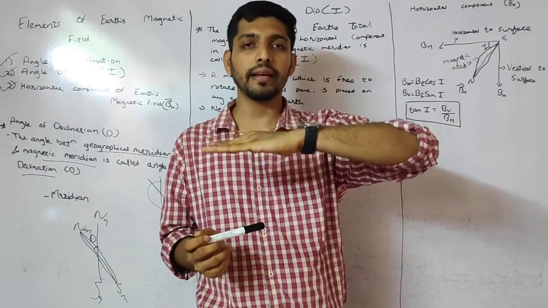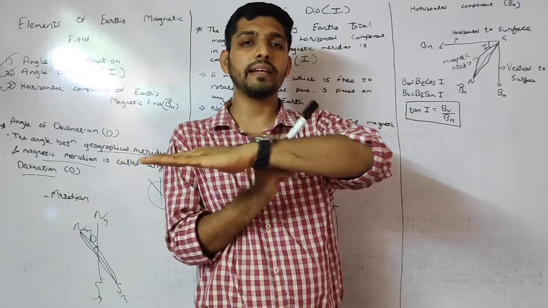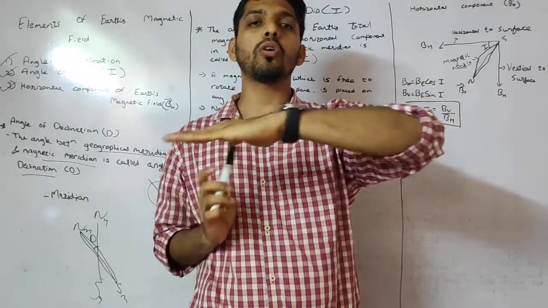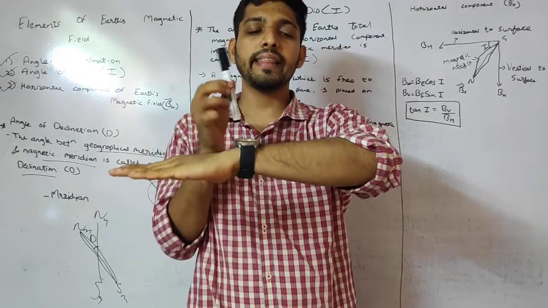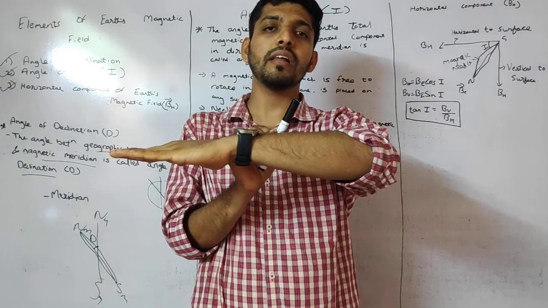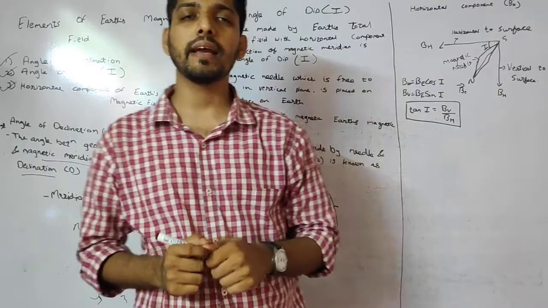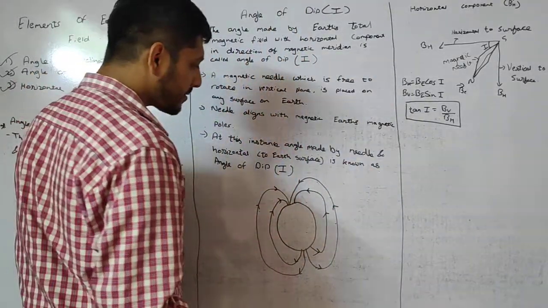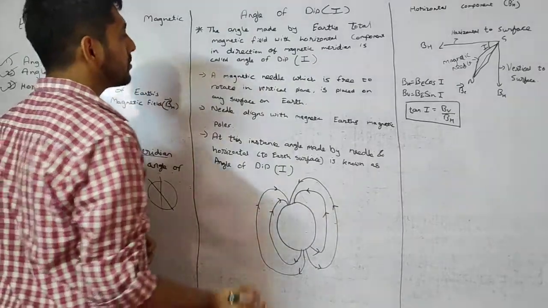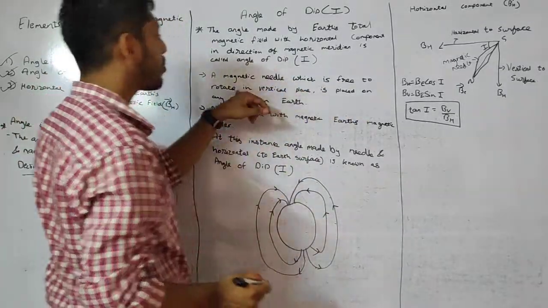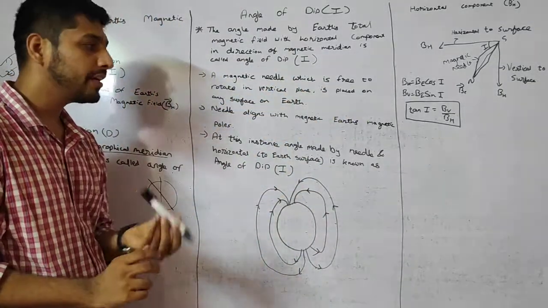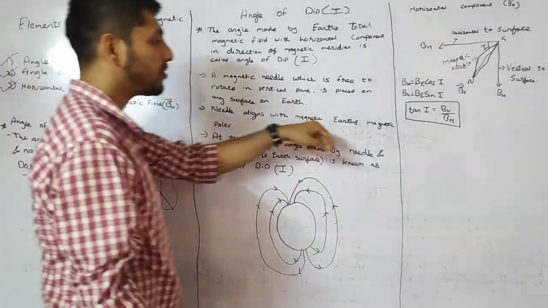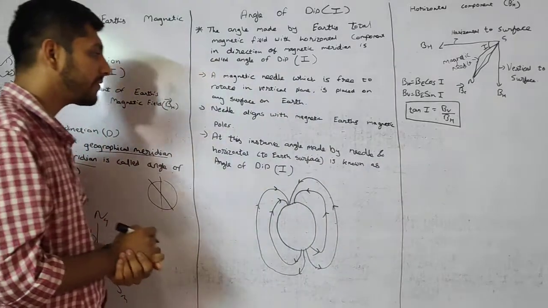then the angle made by the horizontal surface, or you can say the horizontal component of the magnetic field, and the magnetic needle, in this manner. This is the horizontal surface, or horizontal component of the magnetic field, and the angle made by the magnetic needle with this will be your angle of dip. Suppose here you can see the magnetic needle which is free to rotate in the vertical plane. Now the needle aligns with the Earth's magnetic field.